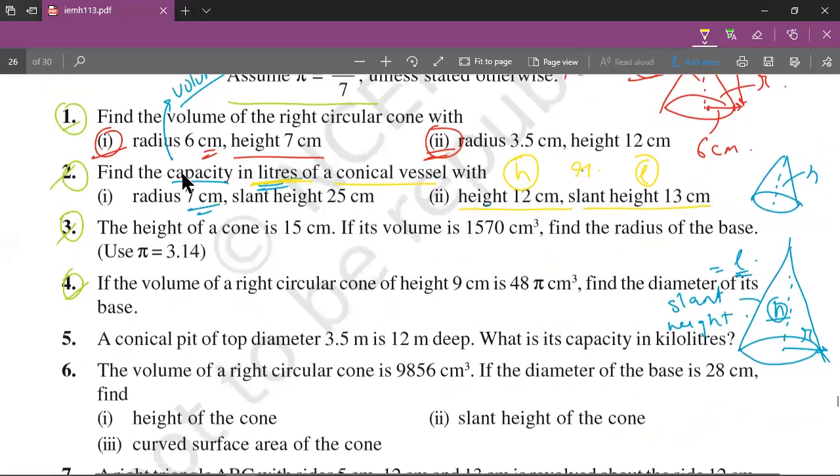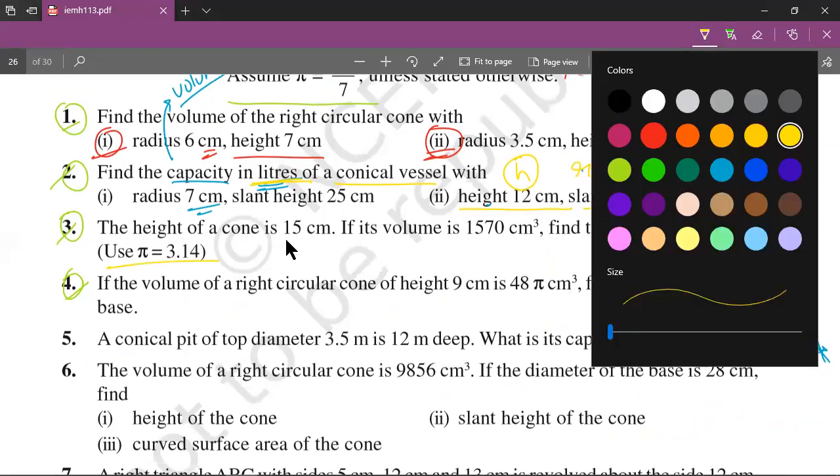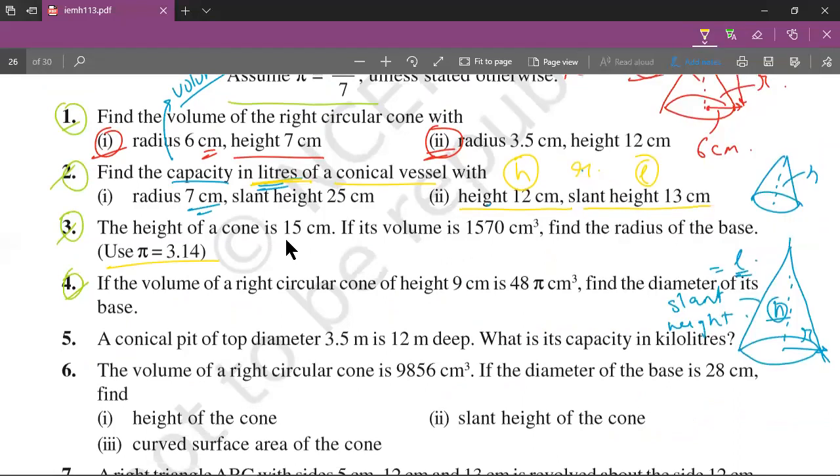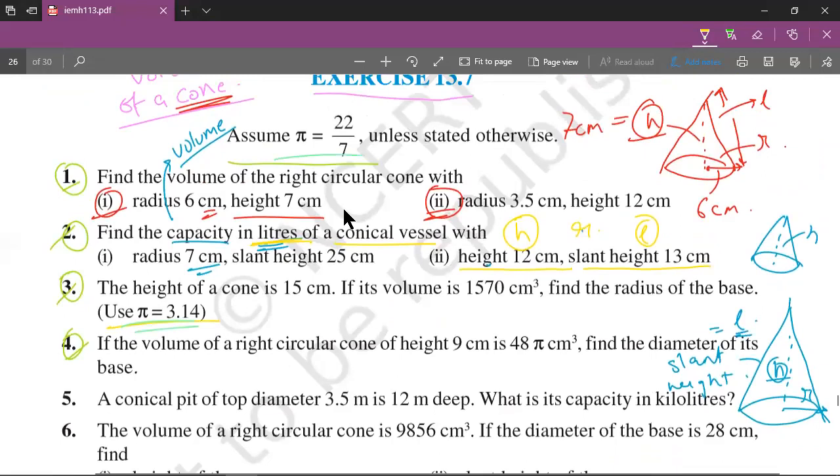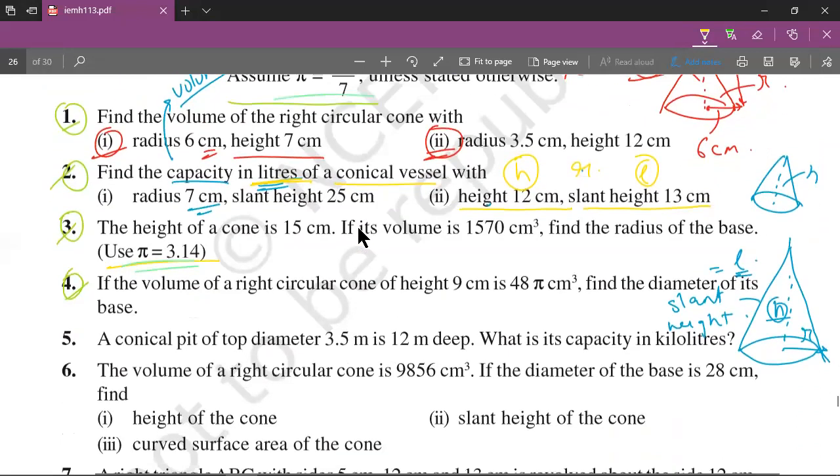Okay, so our second question is done, our first question is done. We move on to the third question, and in this question it specifically mentions to use pi is equal to 3.14. So as I've said to you before, in certain questions they will ask you to use pi is equal to 22 by 7, as here they have mentioned pi is equal to 22 by 7, and here they have mentioned that pi is equal to 3.14. So keeping that in mind, we go ahead.